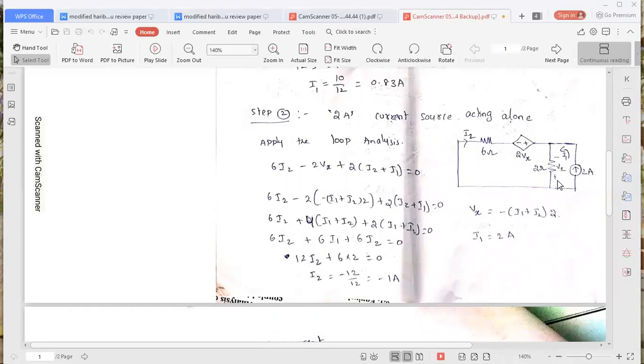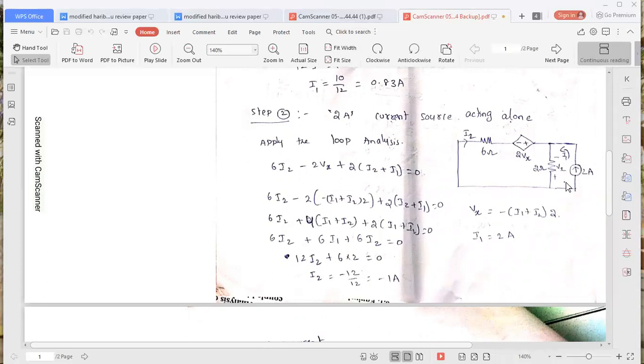Here we have two loops. Let us say this is the I1 loop and this is the I2 loop. We can directly set I1 equal to 2 amperes, because the loop consists of the current source.